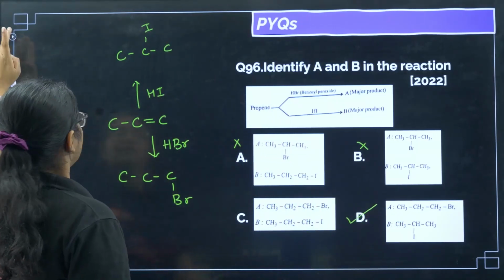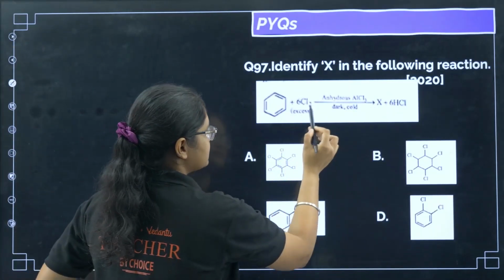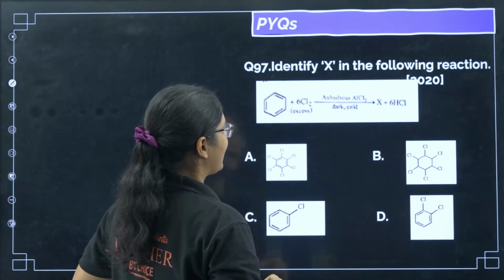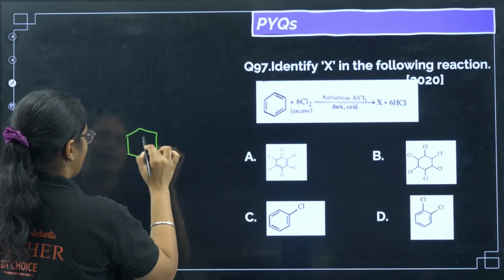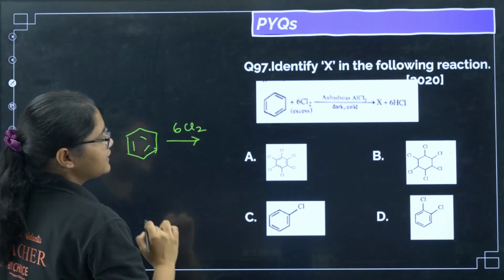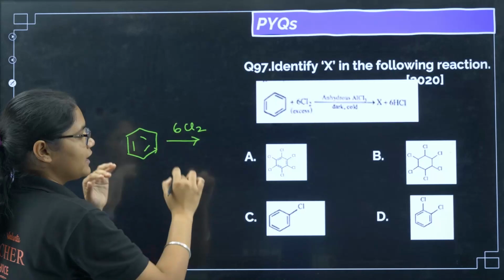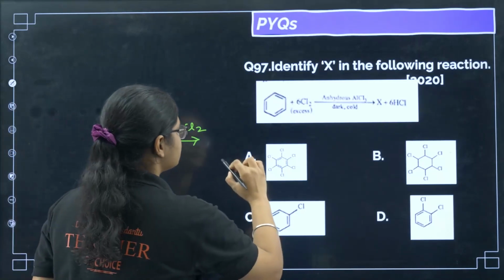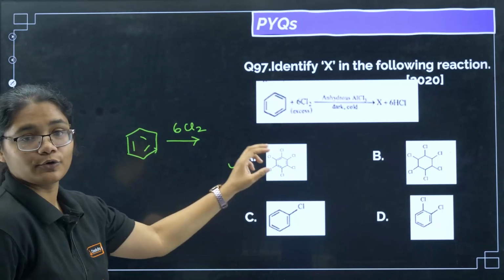Next, identify X in the following reaction. You have benzene with 6Cl2, and you can see here that 6HCl is produced, so all the hydrogens of benzene are replaced. So you will get option number A, that is hexachlorobenzene.